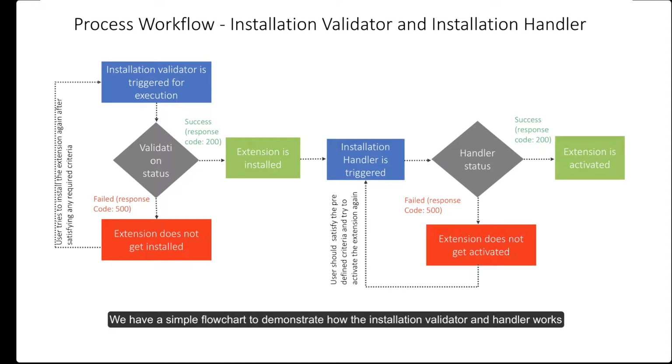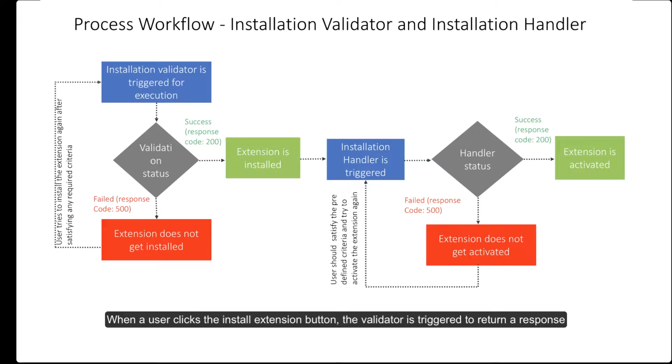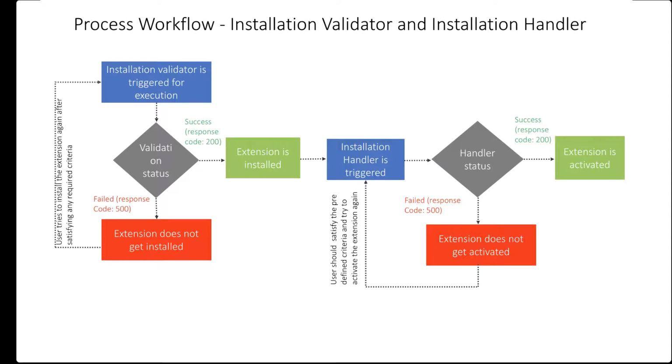We have a simple flowchart here to demonstrate how the installation validator and the handler are triggered. When a user first clicks on the install extension button, the validator is triggered to return a response. This response can either be a success or a failure based on the validation check. And if this validator response is a success, then the extension moves on to the activation part where the installation handler is triggered. If the installation validator returns a failure, then the user would have to try installing the extension again after fulfilling the necessary criteria.